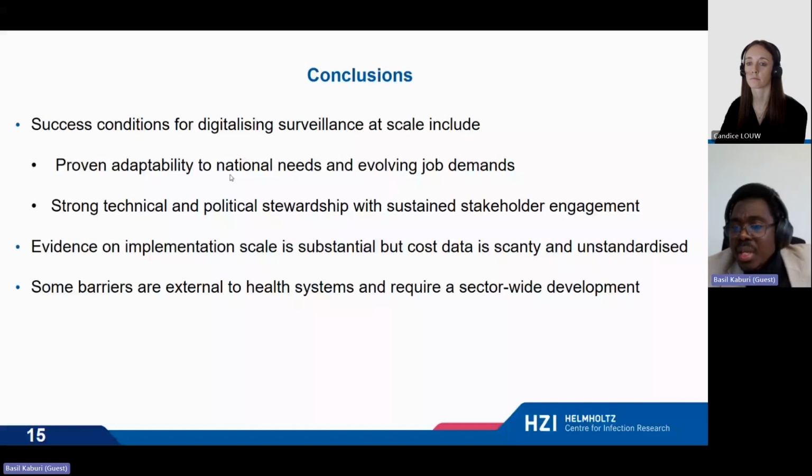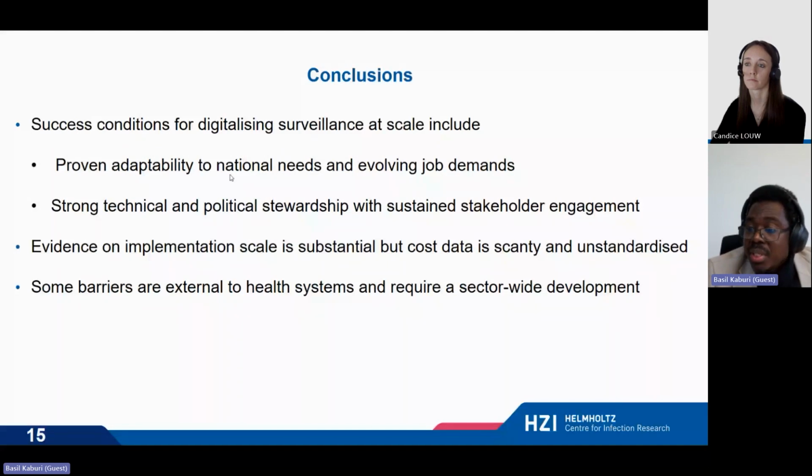So in summary, the success conditions for digitalizing surveillance at scale are the proven adaptability of the system to national needs and even evolving job demands. And COVID-19 had a lot of unknowns, being novel, and so the ability of SORMAS in particular to adapt to user requests depending on how the disease was going was very good. Strong technical support and stewardship sustains the implementation from top to the frontline user.